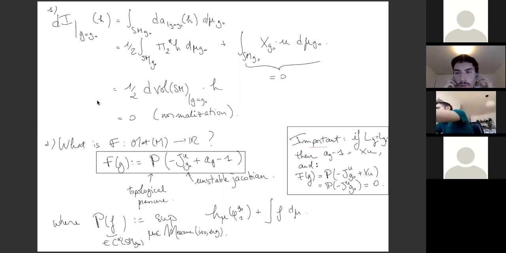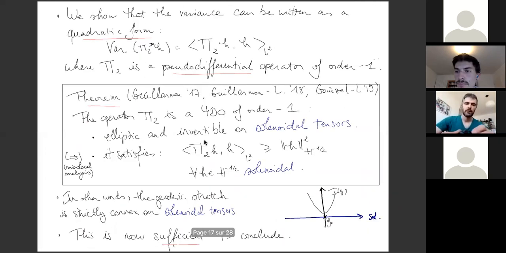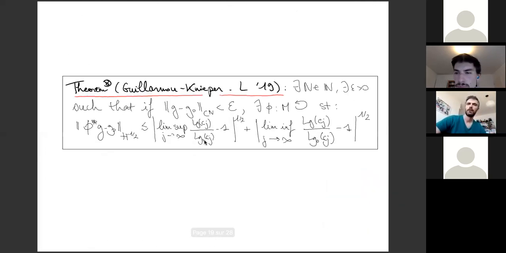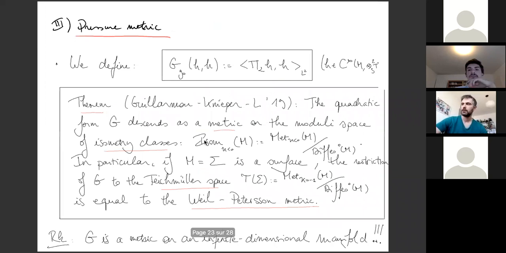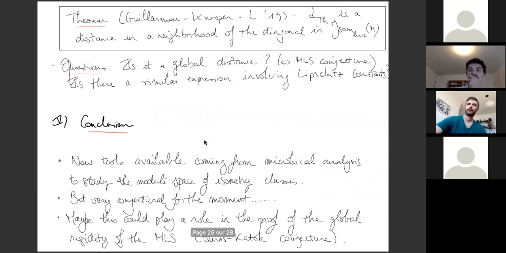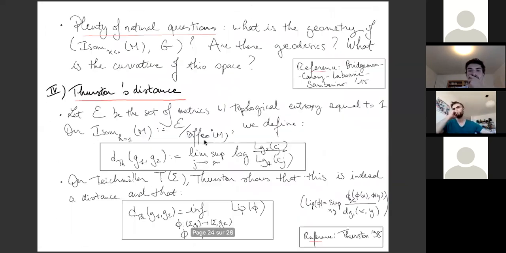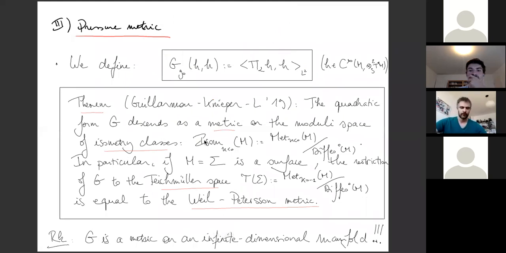Sorry, what is the question exactly? One of the last theorems you cite, you say that when what you did is restricted to the hyperbolic, to the Teichmüller space, you recover the Weil-Petersson metric. But is it not straightforward that it's exactly the same?